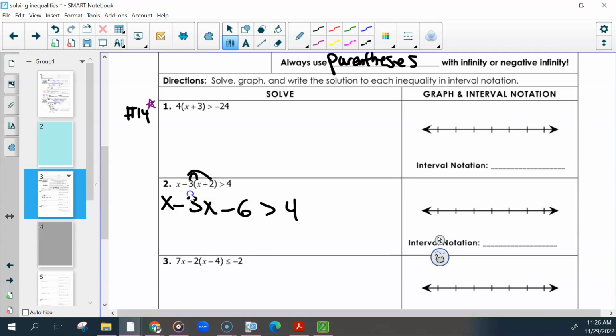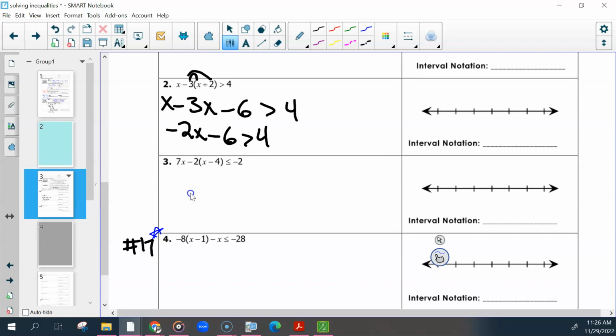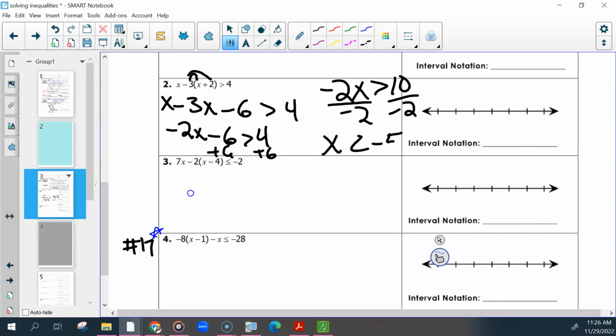Sure. Allison? Okay, is that what you were trying to say? Got it. So remember when you're combining like terms, you do whatever it says. So x minus 3x. And then continue to solve for x. Get rid of the 6 by adding it to the other side. And then divide both sides by -2. Since I'm dividing by a negative, would the sign change direction? Yes. So this would be x is less than -5.